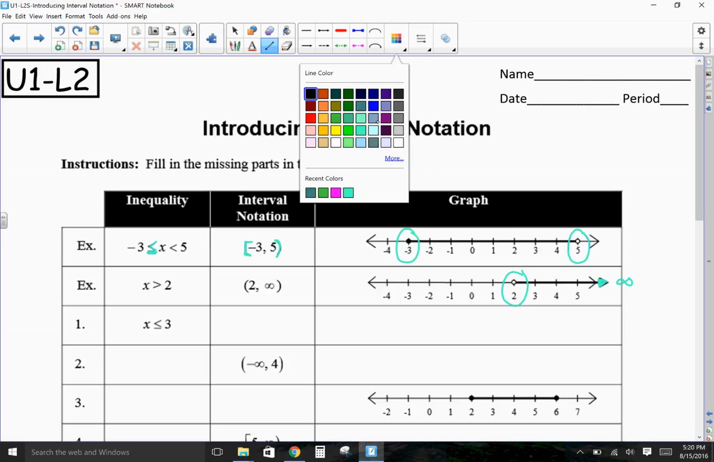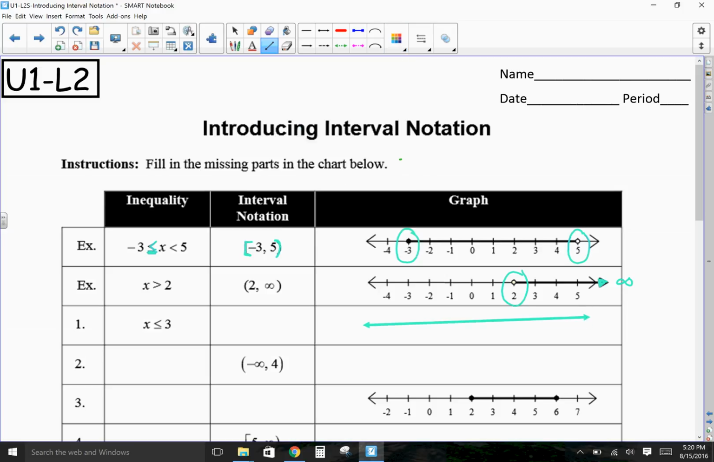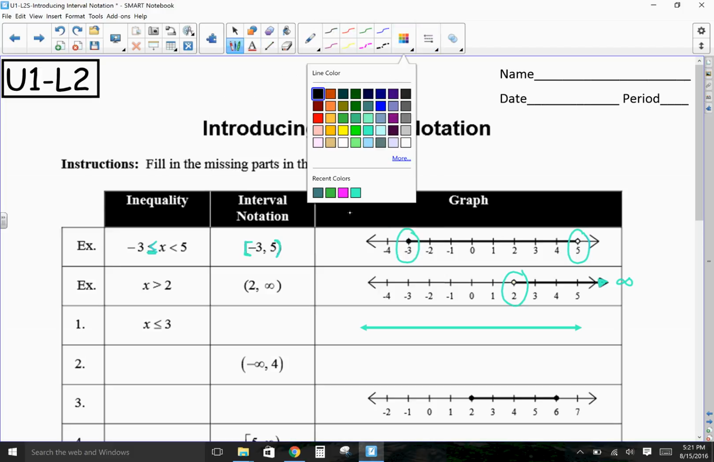So hopefully from here, when you unpause the video, then it looks like this. So you have a line. Ooh, well, that's not good. You have a line.